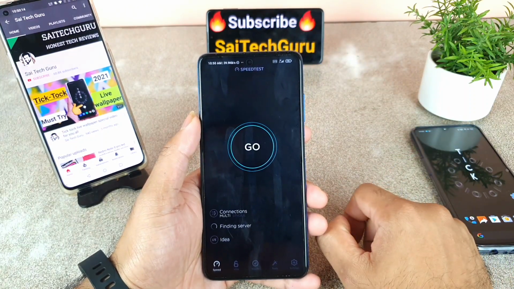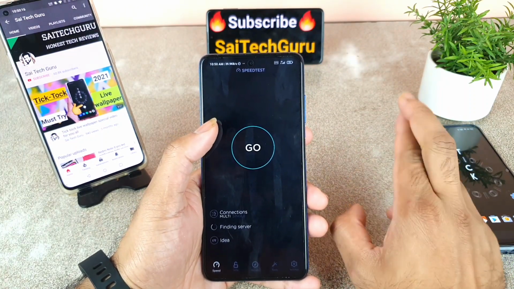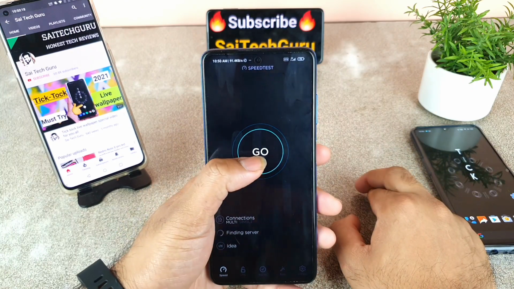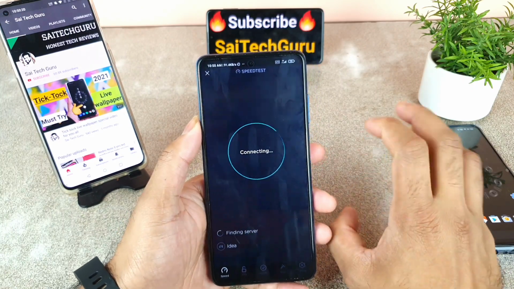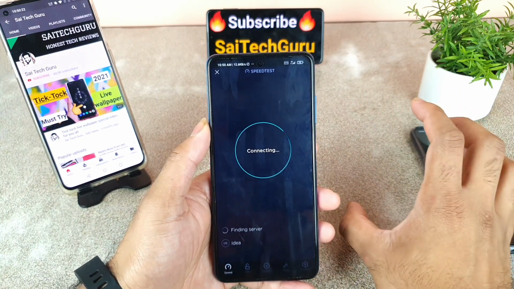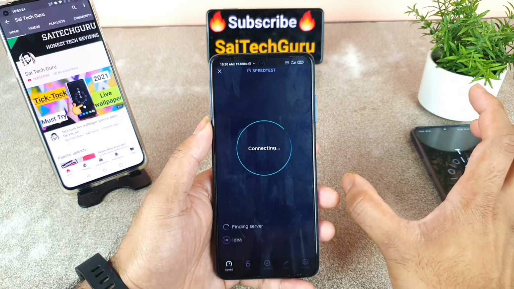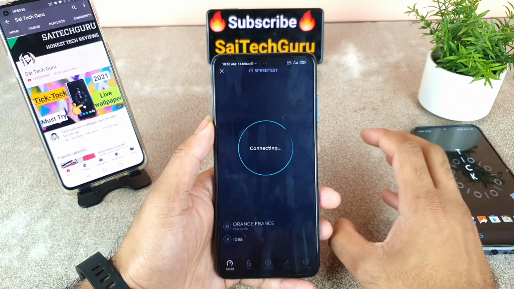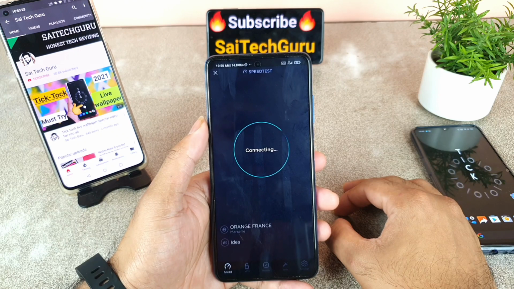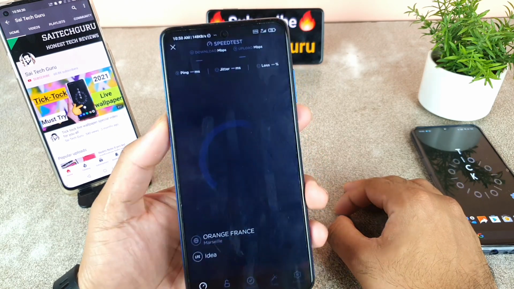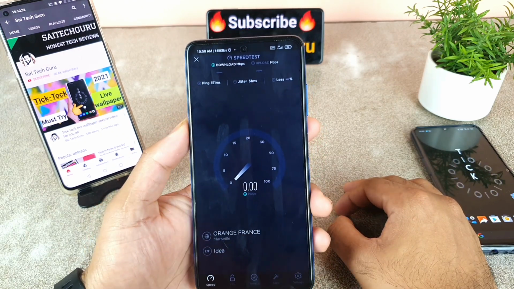So let me try to test what the results will be. Even I am very curious to see the results for myself, because I did see a couple of videos online and a couple of reviews saying that this application, 1.1.1.1, sometimes does help in terms of increasing the speeds. But let's see, friends, what the results will be for ourselves.